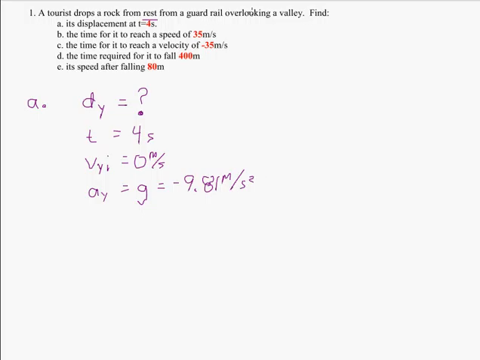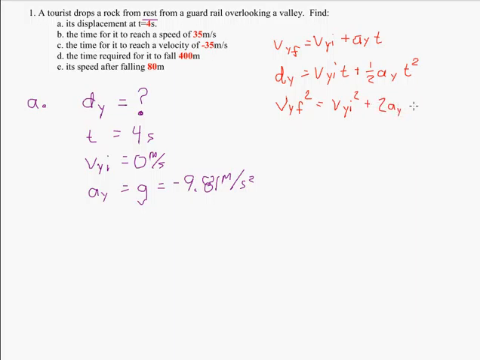Okay, so we can list some formulas that we can choose from. Let's pick another color. We've got a whole slew of formulas I've given to you in class. That includes VYF equals VYI plus AYT. I've given you dy equals VYI t plus 1/2 AYT squared. And I've also given you VYF squared equals VYI squared plus 2 AY dy.